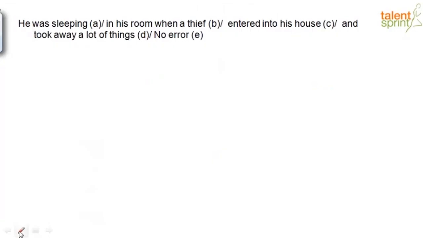Here's our example. He was sleeping in his room when a thief entered into his house and took away a lot of things. Where do you think the error is? The rule that I want to point out in this is, it's not D, it's C, right? Entered into. Entered itself means what? When I say I'm entering, it means I'm either going or coming into some place, right? That's the meaning. So having said that, I don't need that into.